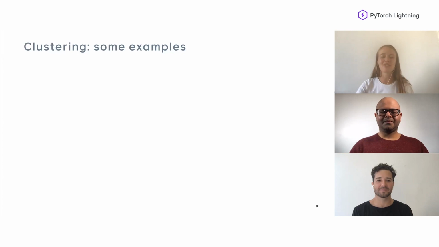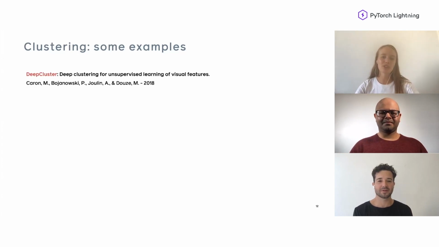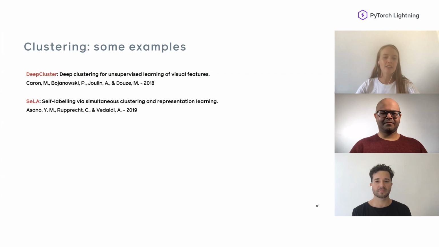Here are some examples of clustering-based approaches. So two years ago, my team and I proposed a method called DeepCluster. And then last year was published a method called SeLa, which is more principled than DeepCluster because they use the same objective for clustering and representation learning. So it increases the stability.